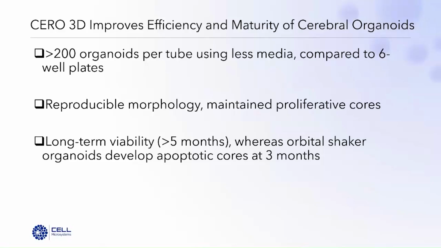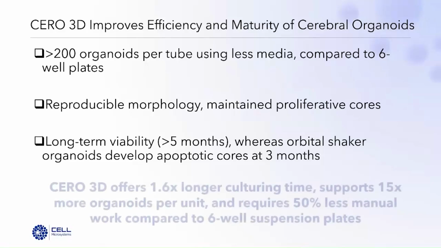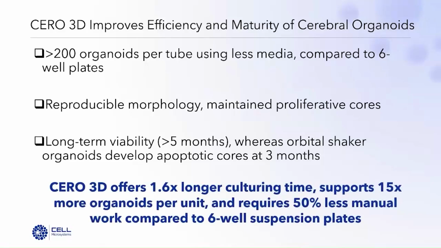The Zero-grown organoids were cultured for more than 5 months, whereas they started noticing apoptotic cores in the orbital shaker cultures around 3 months. Altogether, they found they could culture 1.6 times longer using the Zero 3D, that it supported 15 times more organoids per unit, and required less hands-on work by their scientists compared to 6-well suspension plate methods.